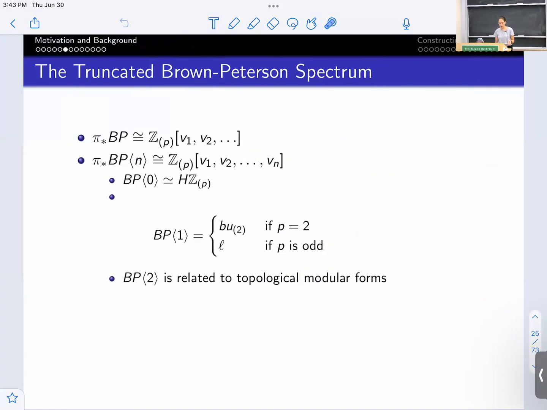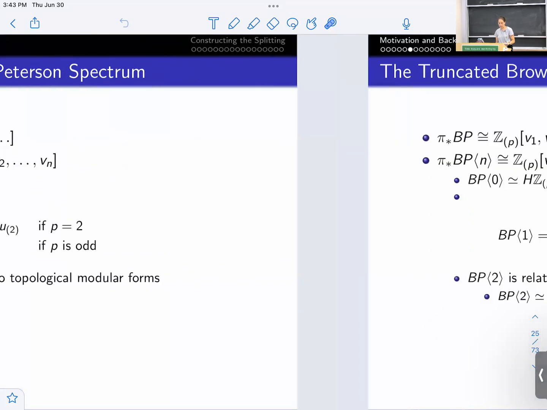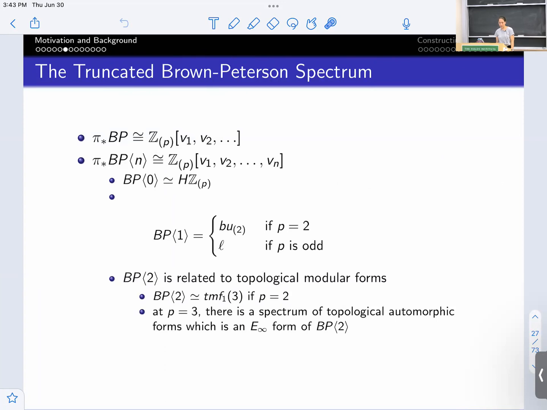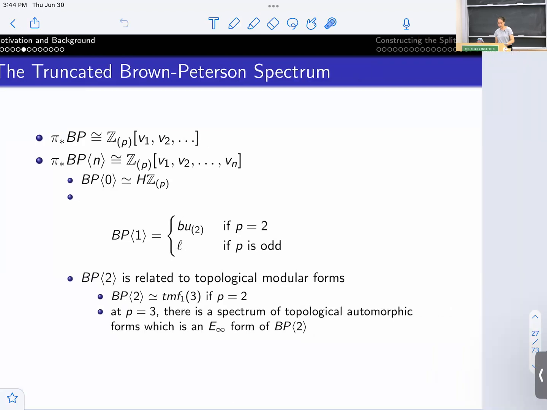Then BP2, analogously to how BP1 is related to K-theory, is related to topological modular forms, but the relation is a bit more complicated. BP2 is a form of topological modular forms with level structure at the prime 2. At the prime 3, there's a certain spectrum of topological automorphic forms, a generalization of topological modular forms, that's an E-infinity form of BP2.